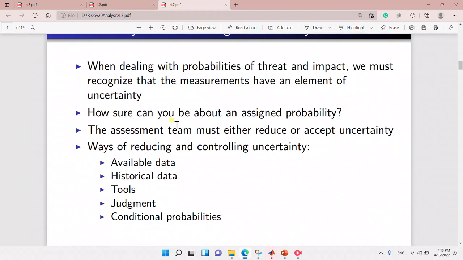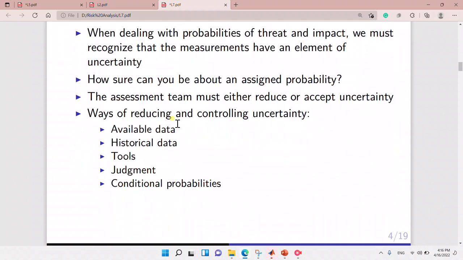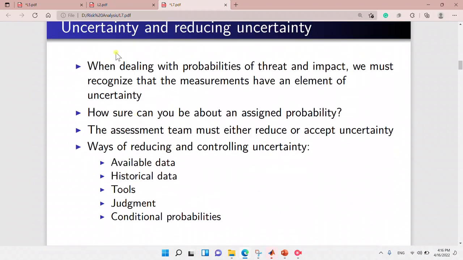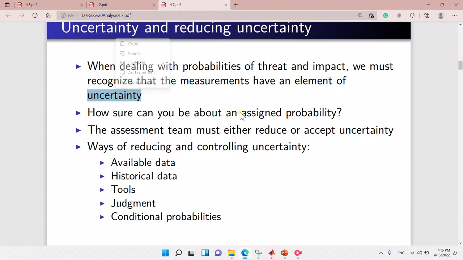Uncertainty and reducing uncertainty. So we always have uncertainty. When dealing with probabilities of threat and impact, we must recognize the measurements have an element of uncertainty. How sure can you be about an assigned value, يعني you can never be 100% sure. It must be either the uncertainty must be reduced or accepted.